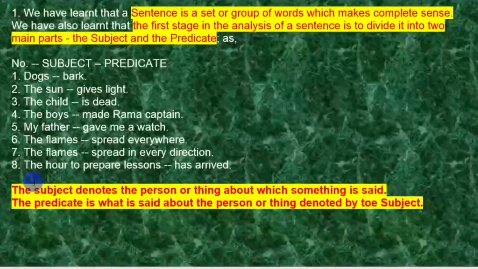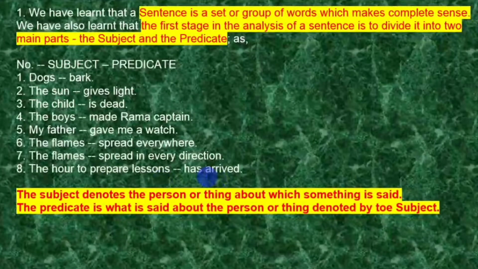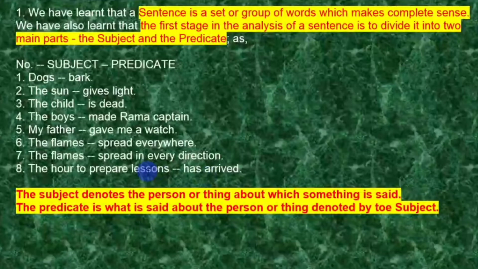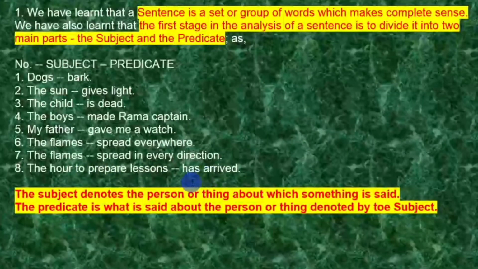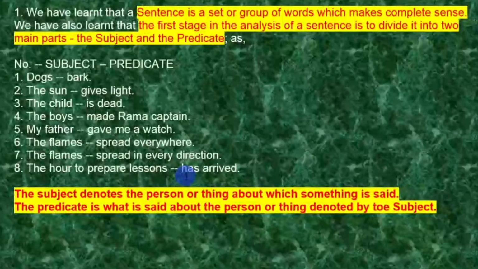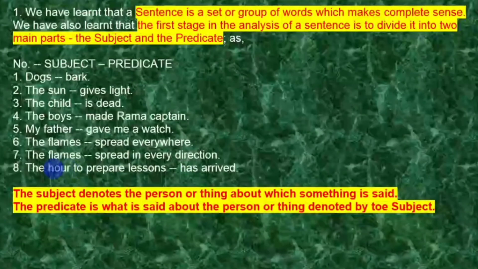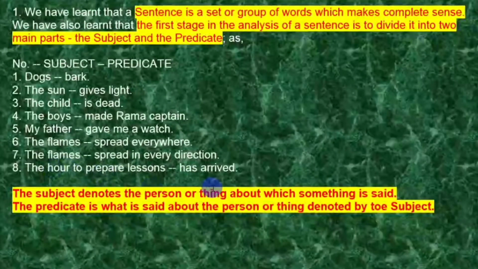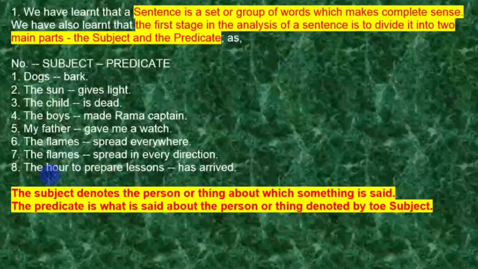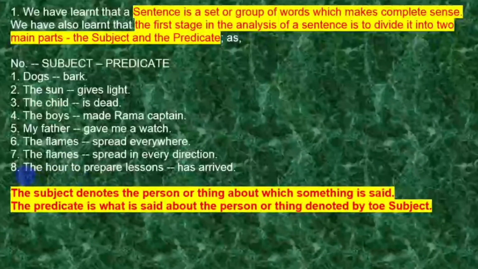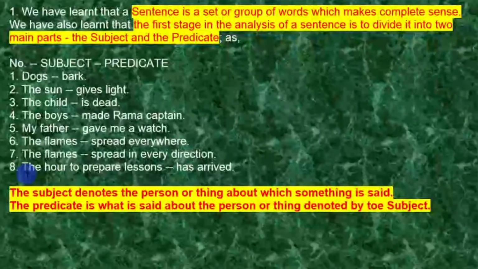Let's come to sentence number 8. The hour to prepare lessons has arrived. What has arrived? Lessons have arrived, or to prepare has arrived, or something else has arrived. So straight away the answer comes in your mind, the hour has arrived. Which hour has arrived? To prepare lessons. The hour to prepare lessons has arrived. So that means hour is our subject word, and as far as the other words in this long subject are concerned, they are its enlargement, or they are its attributes.